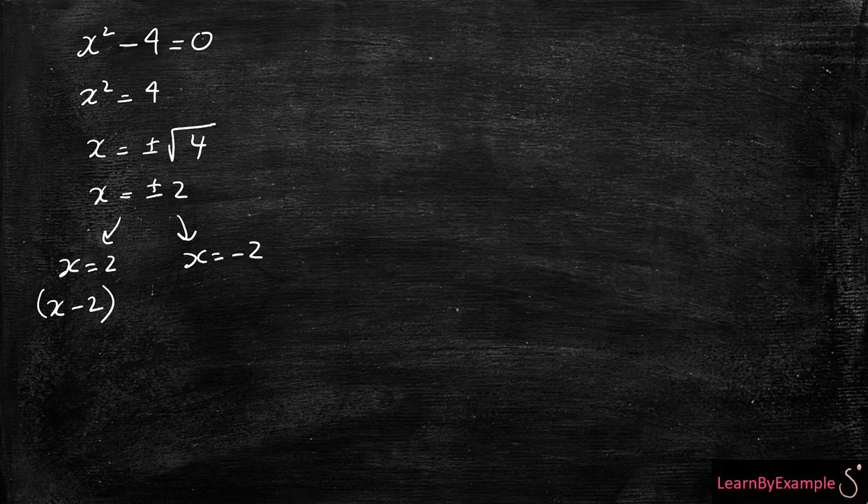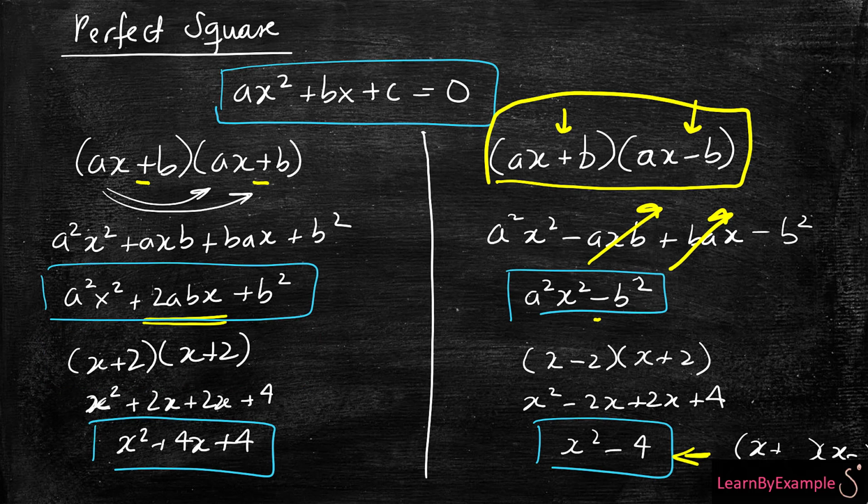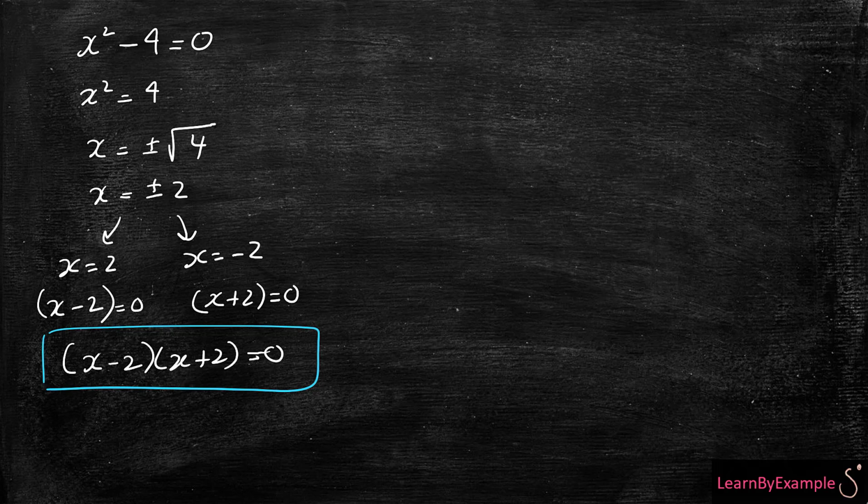So x minus 2 equals 0, and x plus 2 equals 0. So really, what do we have? We have x minus 2 and x plus 2 equal to 0. This is again the exact same format that I showed you earlier. It should be x plus something and x minus something, or, like up here, ax plus b times ax minus b.